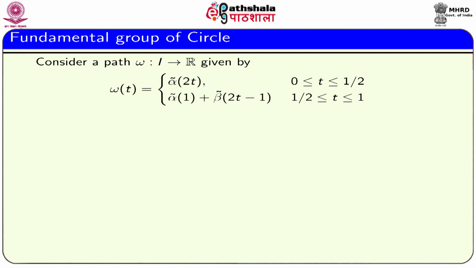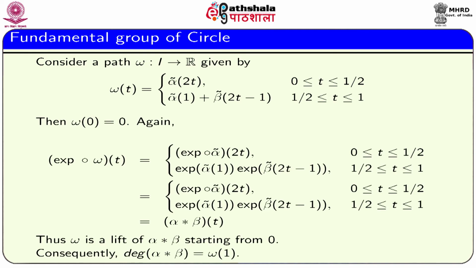Now we consider a path omega from I to R given by this expression, that whenever t lies between 0 and half, omega t is alpha tilde 2t, and whenever t is between half and 1, omega t is described as alpha tilde 1 plus beta tilde 2t minus 1. Then if we put t equal to 0, we have omega 0 equal to 0.